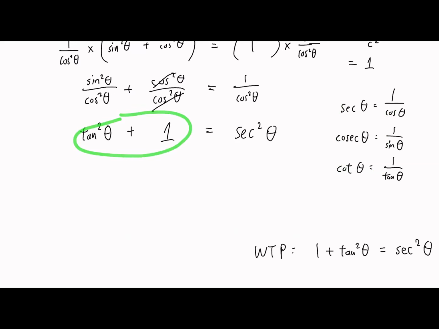Tangent square plus 1, of course, is the same as 1 plus tangent square. If you really want to be strict about it, you can say addition is commutative. You can swap the order. Left plus right is the same as right plus left. And then we are done.